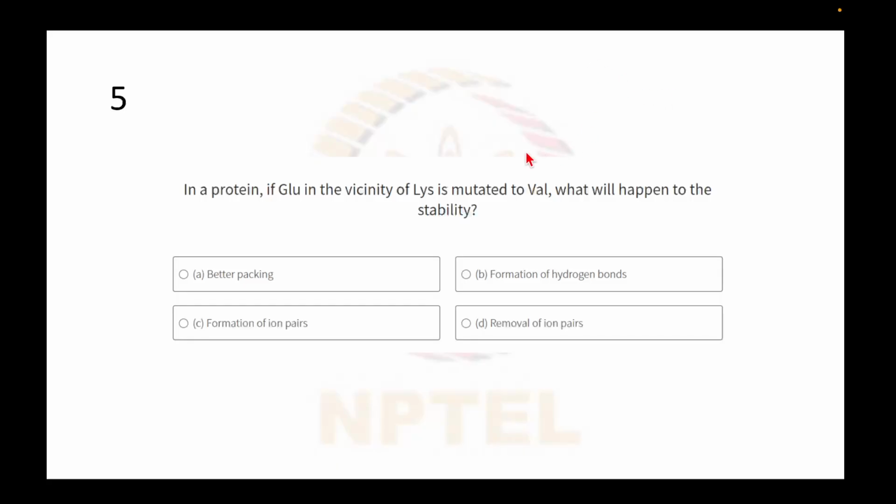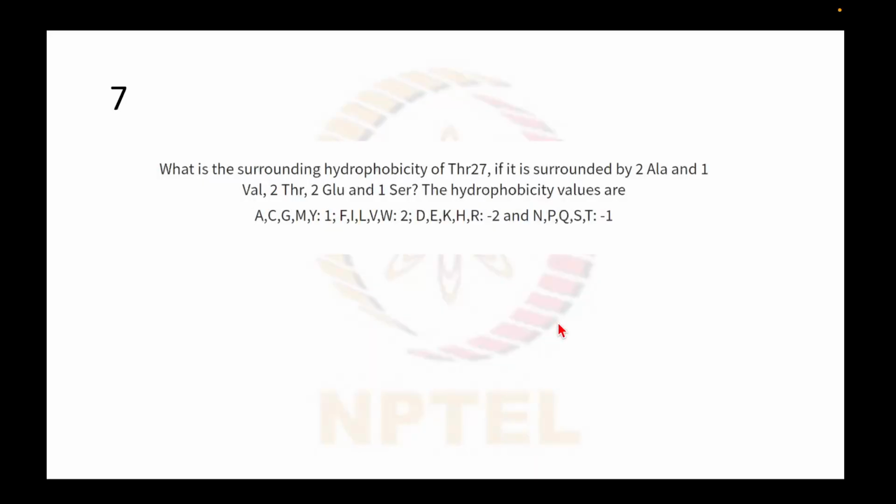So when we see here, one negatively charged and the positively charged amino acids are close. When we replace one of the charged residues with a valine, which is a hydrophobic residue, the formation of ion pairs will be removed. That is, an ion pair is removed. So it is D. When these two are in close proximity, the chances are they can form an ion pair. But if I remove any one of them, there is no chance of forming an ion pair.